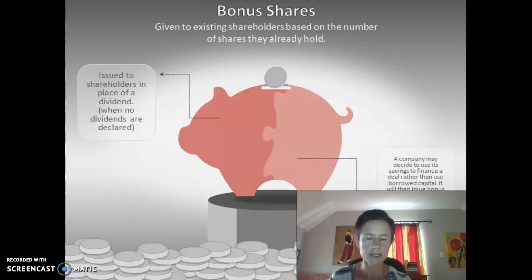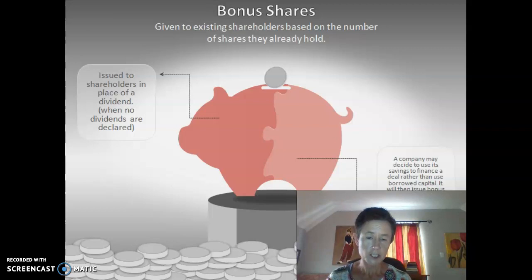The bonus shares. These are given to existing shareholders based on the number of shares they already hold. They're given to shareholders in place of a dividend, so when no dividend has been declared. It's almost like a gift or a payment in the form of shares. It's issued as compensation, as I said, when no dividend has been declared.